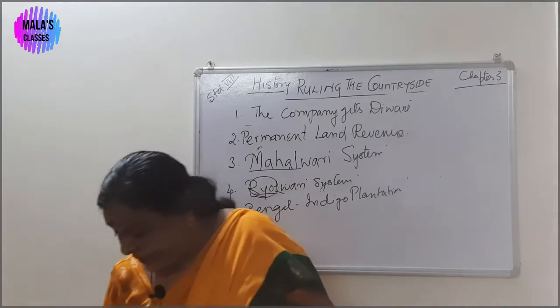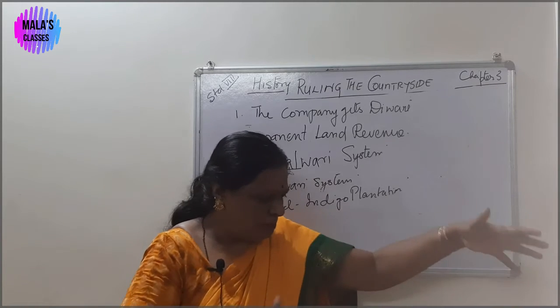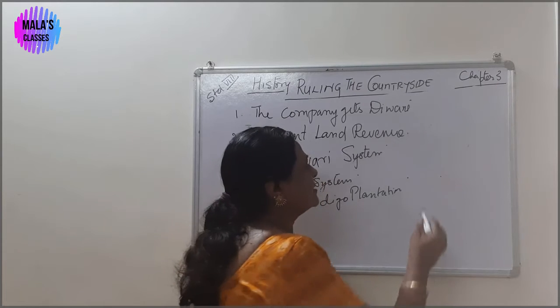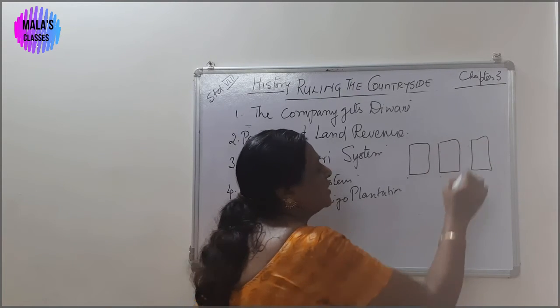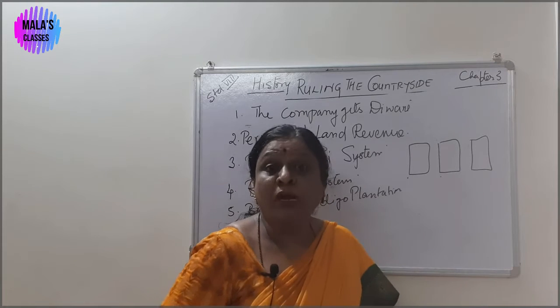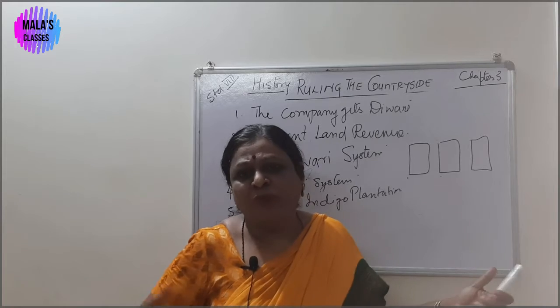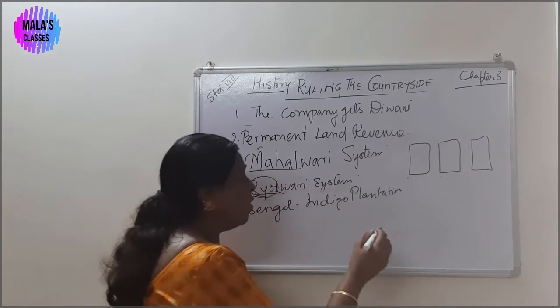Why did it need so much land? It needed land because they had to build blocks. Blocks means something like tanks, like this. Some tank like this. And more water was also needed, and bullocks were needed to cultivate that field properly. And the number of bullocks available was not enough.